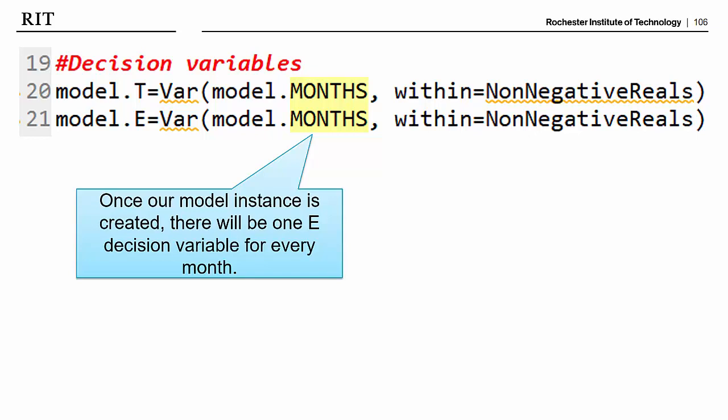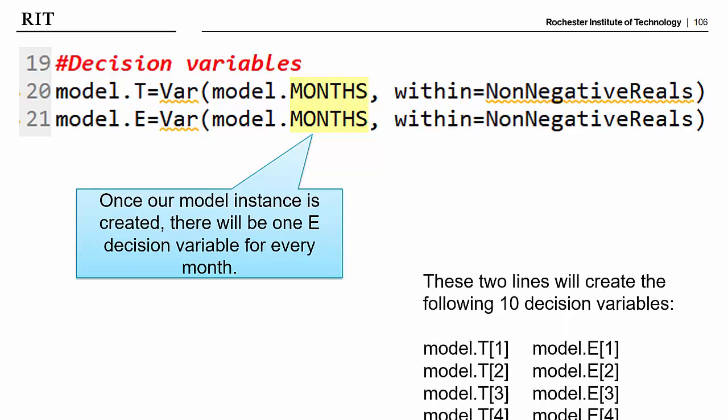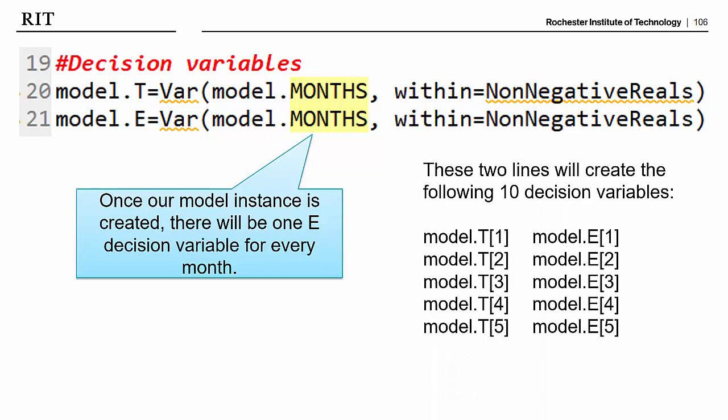Now, towards the end of these tutorials, we're going to be merging our model file with our data file. And when we do that, we'll have something called an instance. And once we have that instance, there's going to be a decision variable called E for every single one of our months. And we'll also have a similar decision variable called T for every single one of our months. So once we make that instance, in the background or available for use are the following 10 decision variables. There's one for every single one of our T element decision variables and one for every single one of our E decision variables.